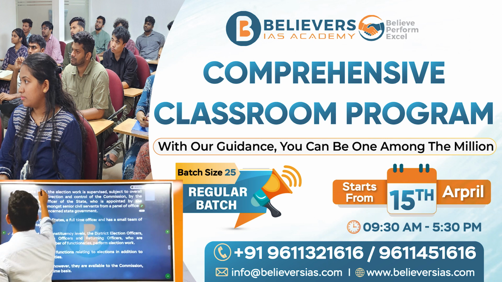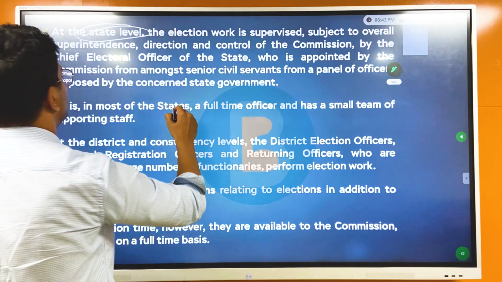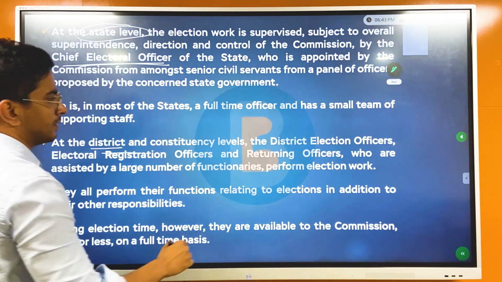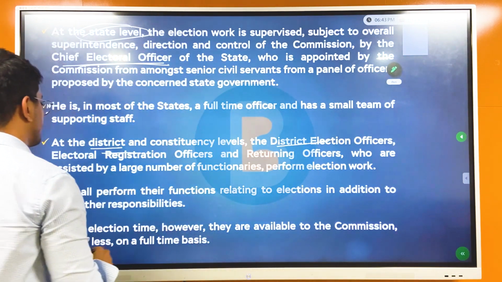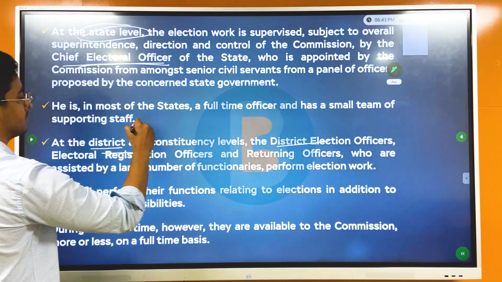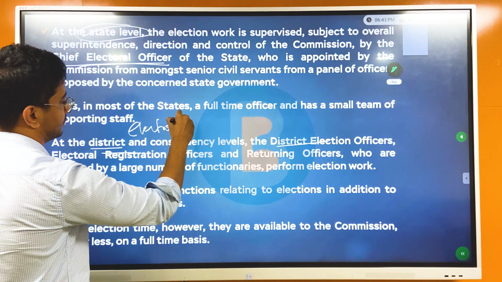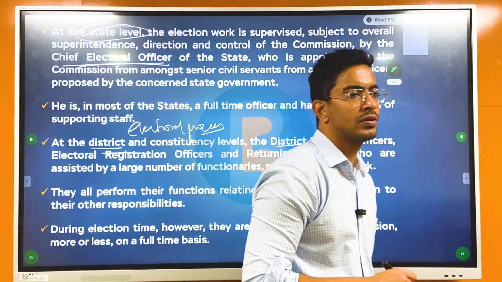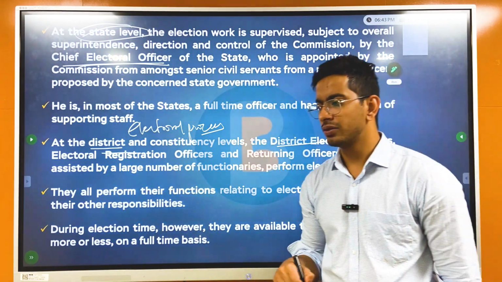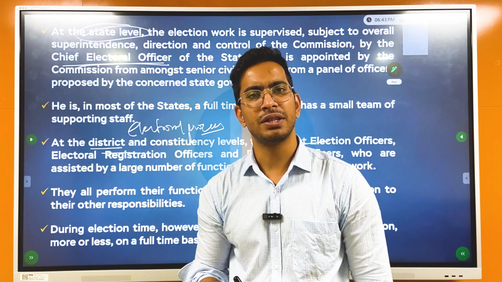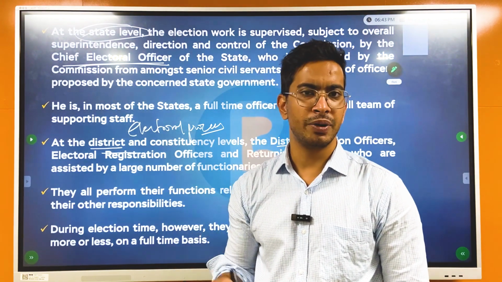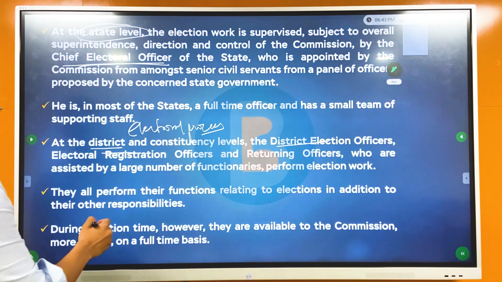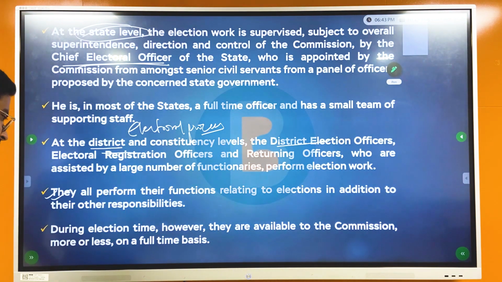At state level, they are helped by this chief electoral officers, and at district level, the district election officers are there, which helps in this electoral processes. If election commission conducts election for parliament and state legislature, who conducts election for municipalities and panchayat raj? Please do mention it in the comment box. They all perform their functions related to elections in addition to their responsibilities.